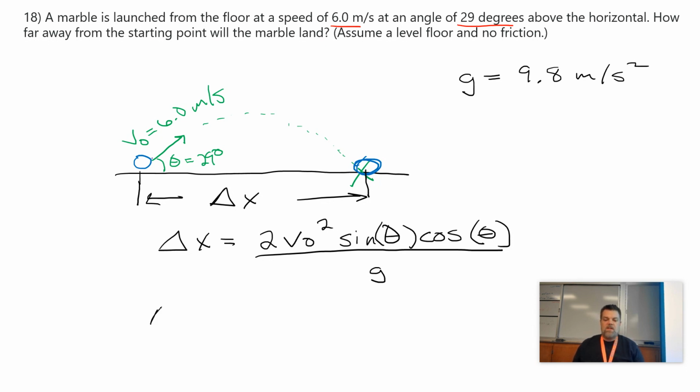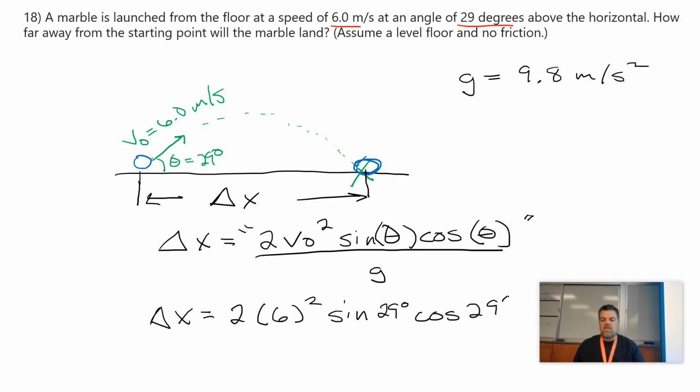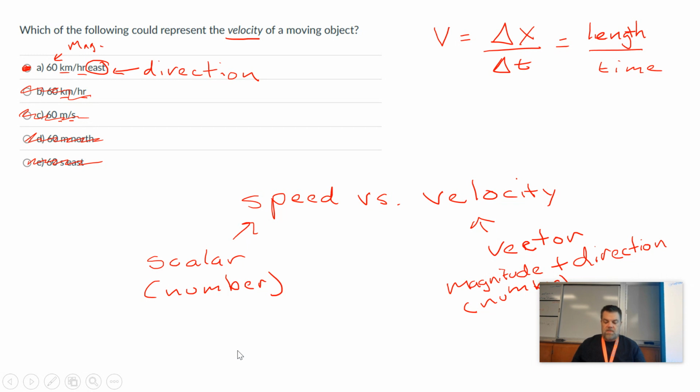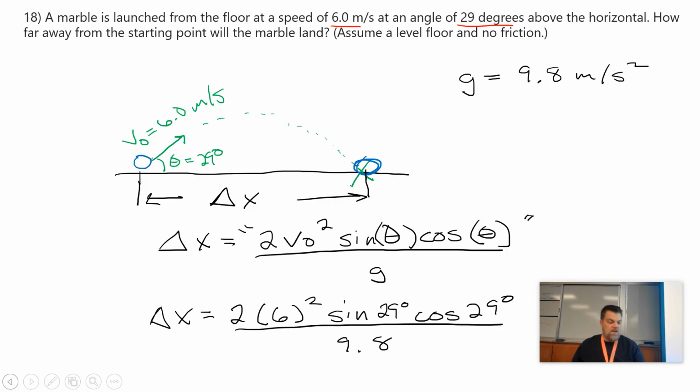So then how do I do that? Well, I say that delta x is equal to 2 times 6 squared times sine of 29 degrees times cosine of 29 degrees divided by 9.8. This is what you're going to need to write on your formula sheet, this thing right here. All right, so let me show you how to do that in Desmos real quick.